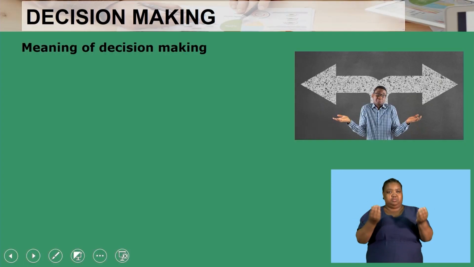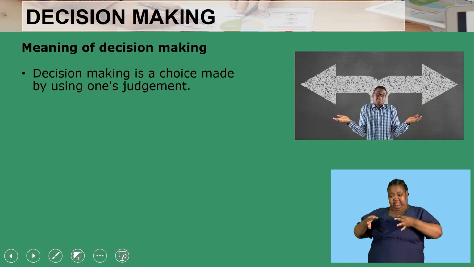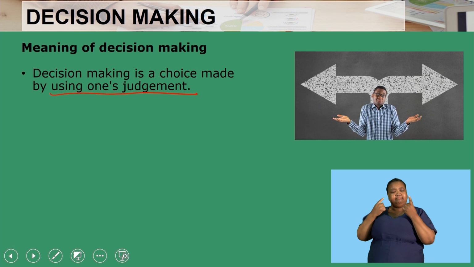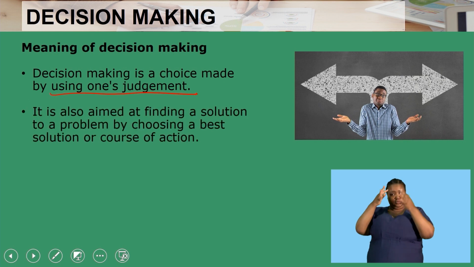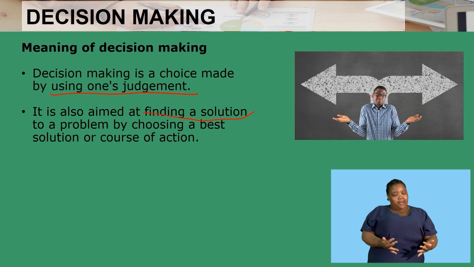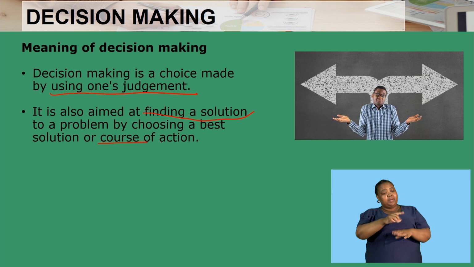Right, we move on to decision making. The definition of decision making: it is a choice that is made by using one's judgment. It is also aimed at finding a solution. We are also finding a solution to a problem. However, here we are choosing the best solution or a course of action.